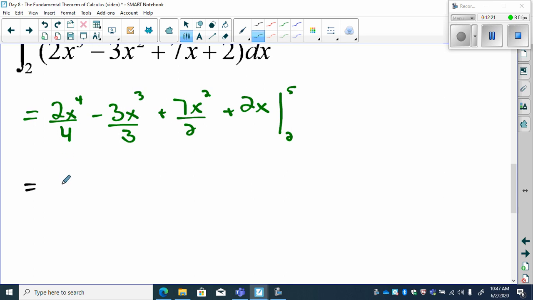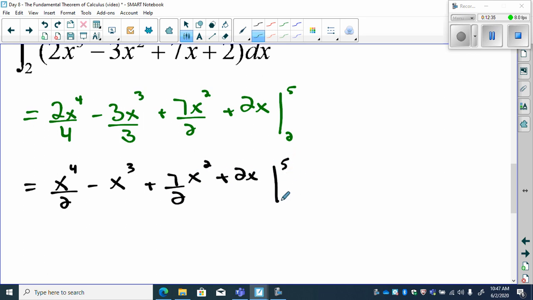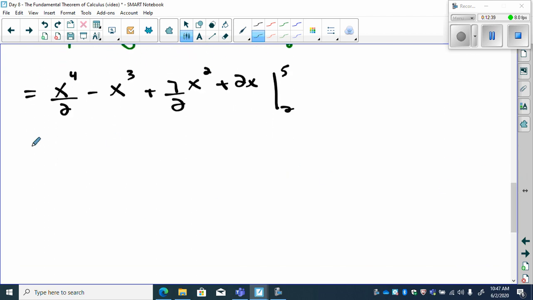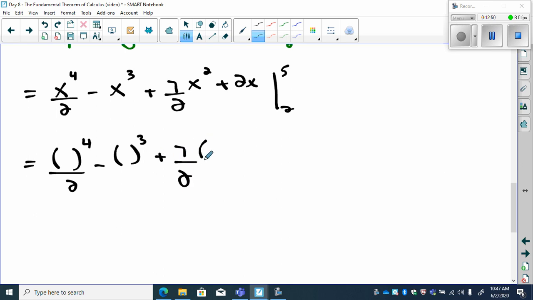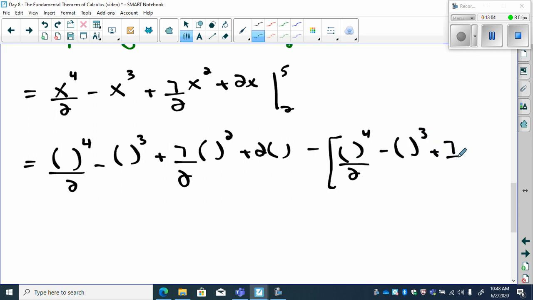I'm going to simplify this. 2/4 would be 1/2, so it would be x to the 4th over 2. 3 divided by 3 is 1, x cubed, plus 7 over 2, x squared, plus 2x. Now, I'm going to find capital F, or the antiderivative at 5. So I'm going to replace all these x's with 5's. And then I'm going to replace all of the x's with 2's. So it'll be 2 to the 4th over 2 minus 2 cubed plus 7 times 2 squared. And we need a little extra space here.